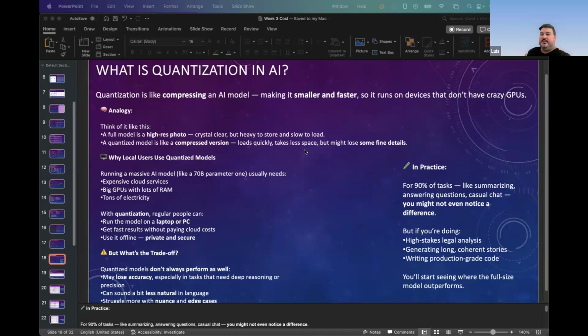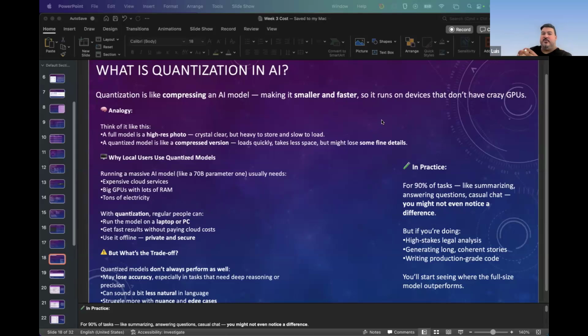So how do people run these locally on the computer? You can see people running LLMs all the time on their computers. How are they doing this if they need a lot of space and memory? They do something called quantization, which is pretty much grabbing an AI model and compressing it. You're removing layers from these models, making it smaller and faster, and it runs on devices that don't need crazy GPUs.